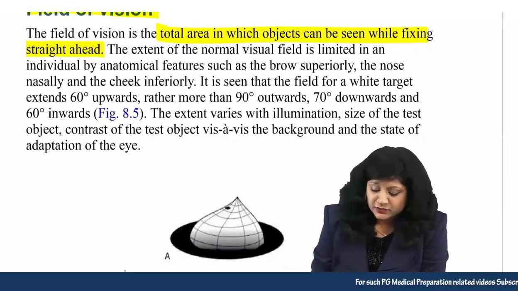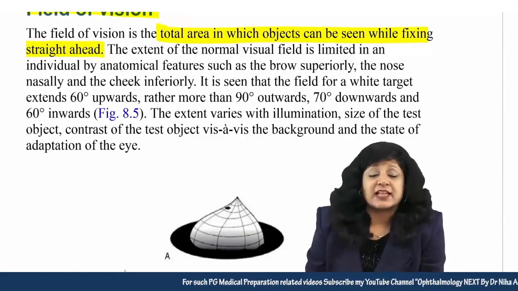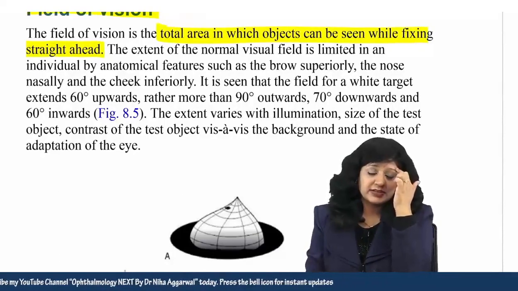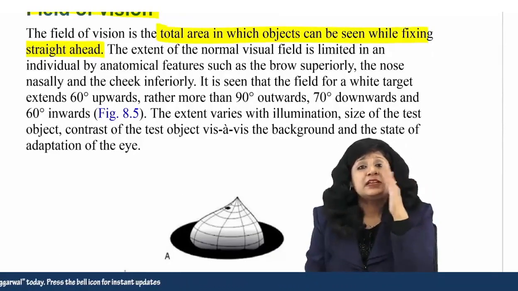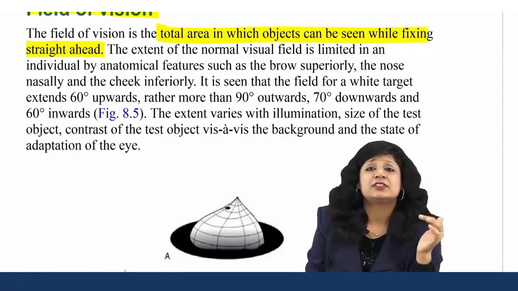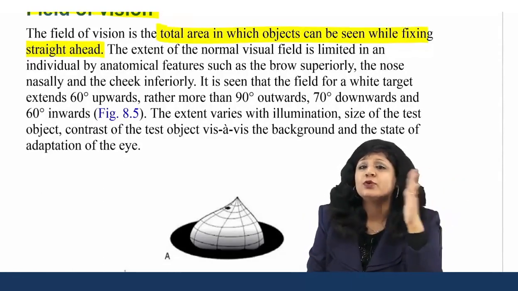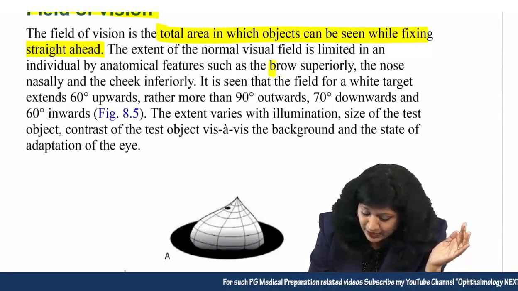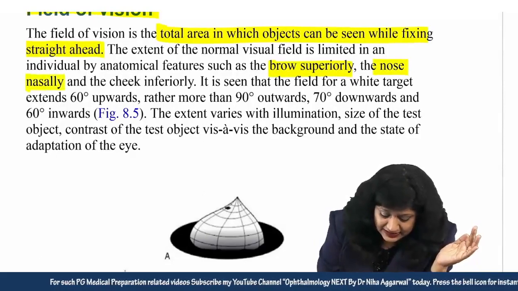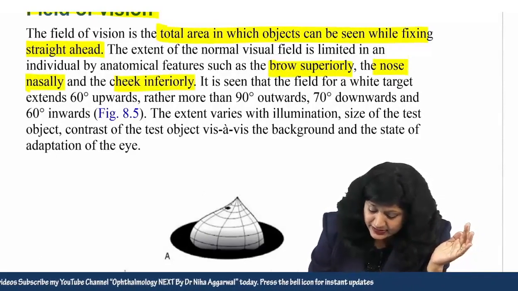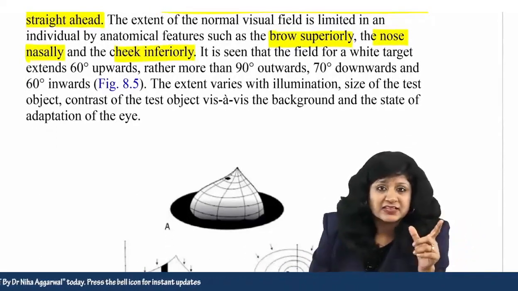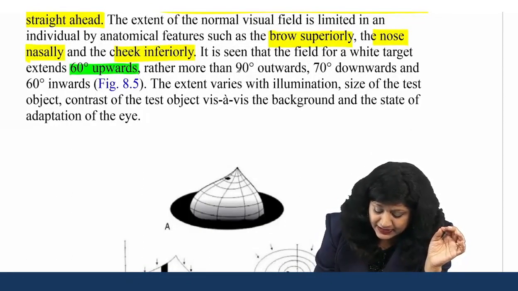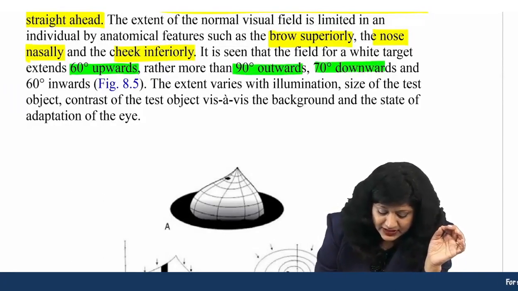The extent of the normal visual field is actually limited. As I always say, anatomically, there are so many limitations. Above, you have got the frontal bone, medially you have got the nasal bone, inferiorly you have got the zygomatic bone. So obviously it is most of the time relatively free on the temporal side. So we have got the brow superiorly, the nose nasally, the cheeks inferiorly, and it is seen that the field for a white target is 60° upwards, 90° temporally, 70° downwards, and 60° inwards.